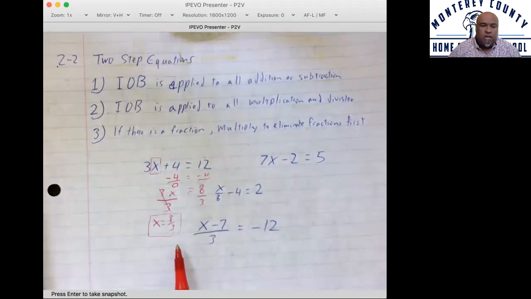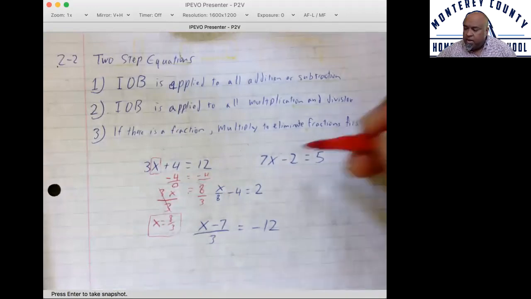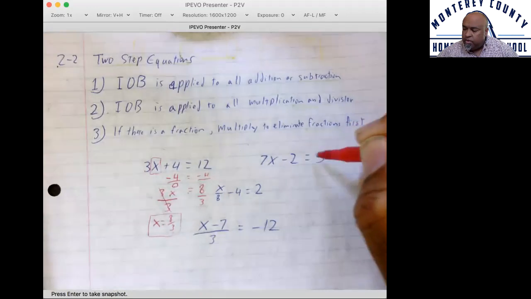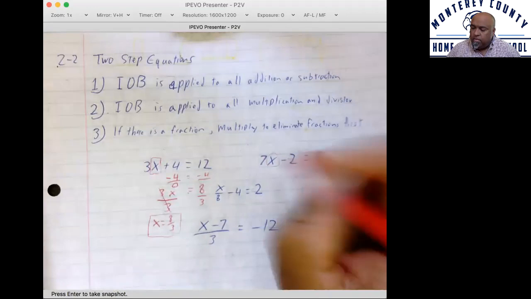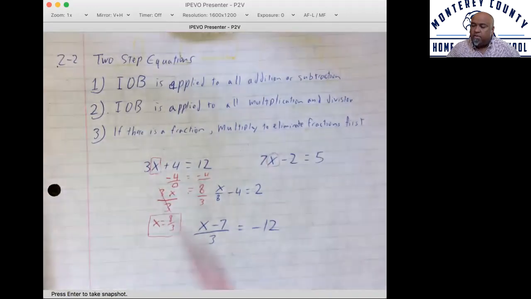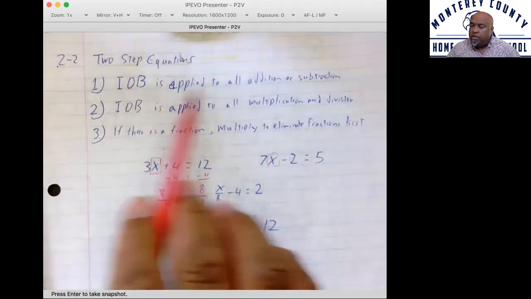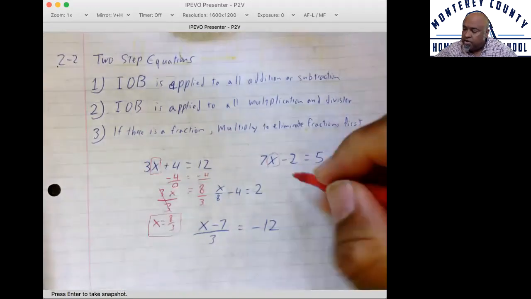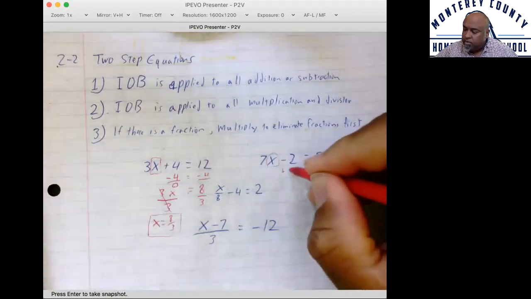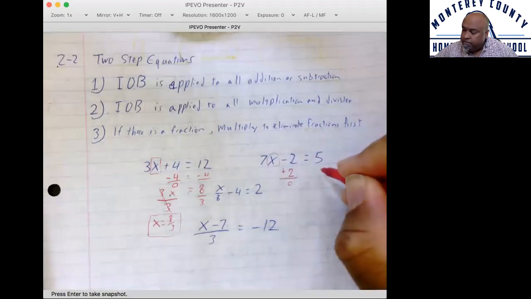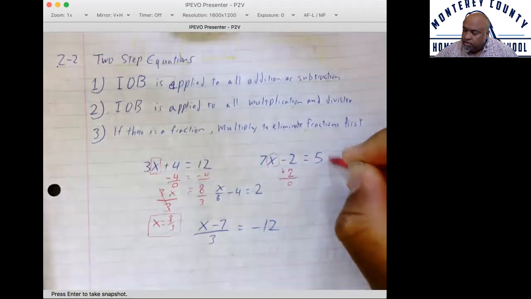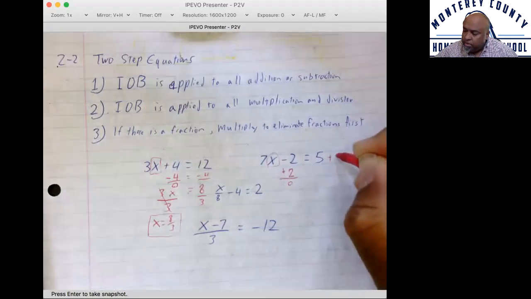Let's go ahead and do the second problem here. I have 7x minus 2 is equal to 5. Again, I want to isolate the variable. Now I'm applying opposite operation, or IOB, to addition and subtraction. There's some subtraction here, so I must do the opposite, or undo the subtraction with addition. And I do it to both sides. Isolate, opposite, both.